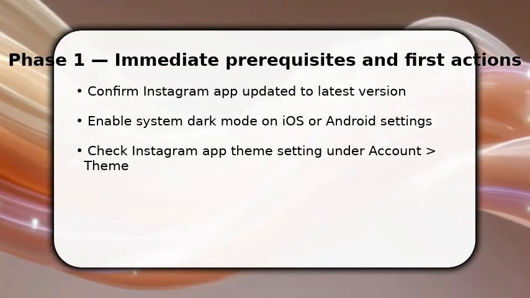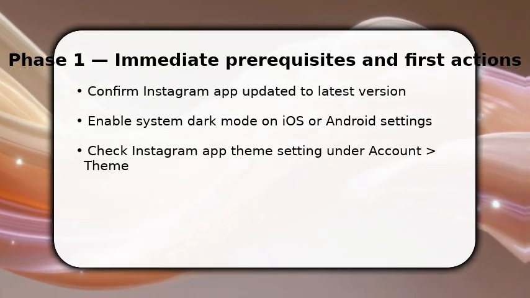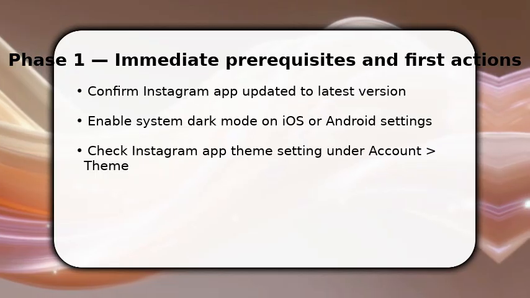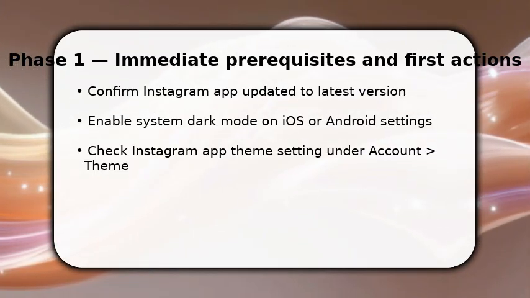You need two things first: the latest Instagram app and your phone's system dark mode enabled. Open Settings, turn on dark mode, then launch Instagram. Once done, go to your profile, tap the menu, and select Settings.